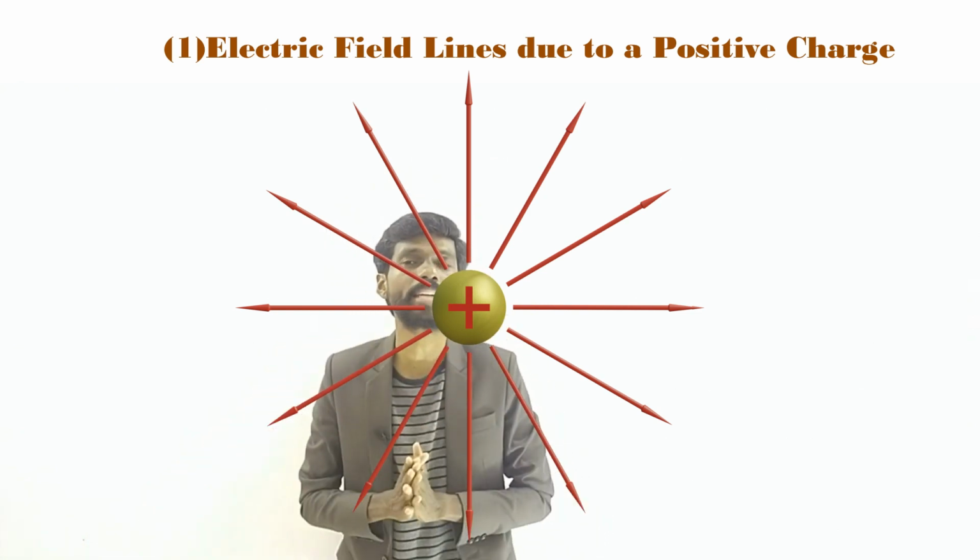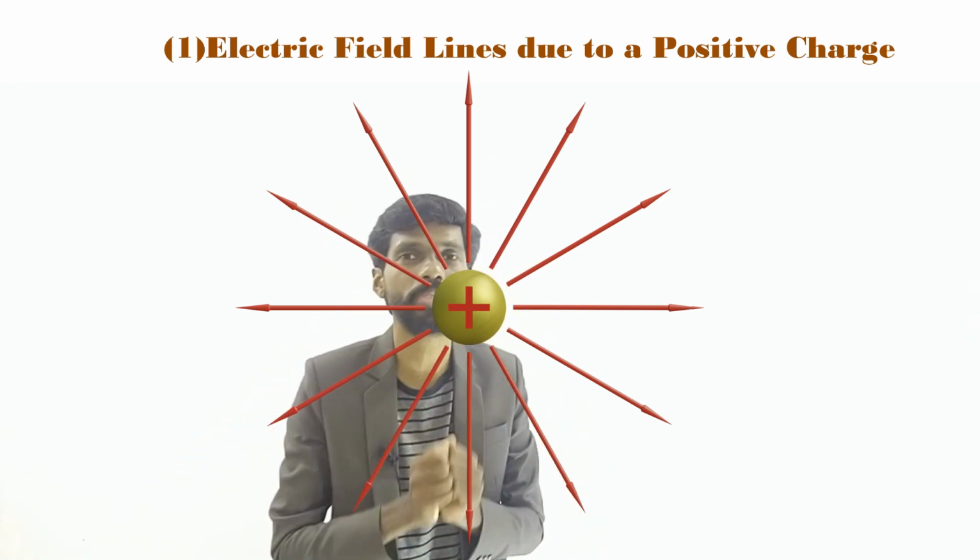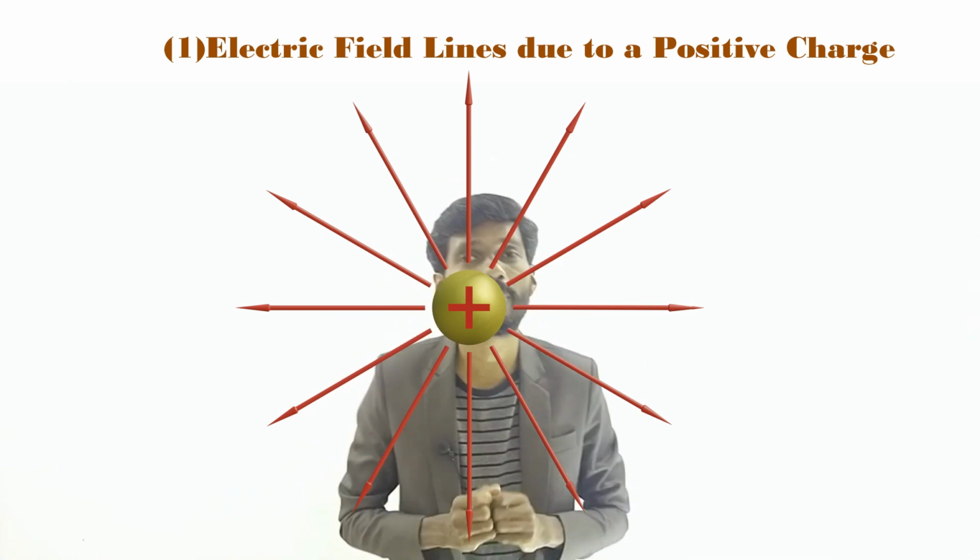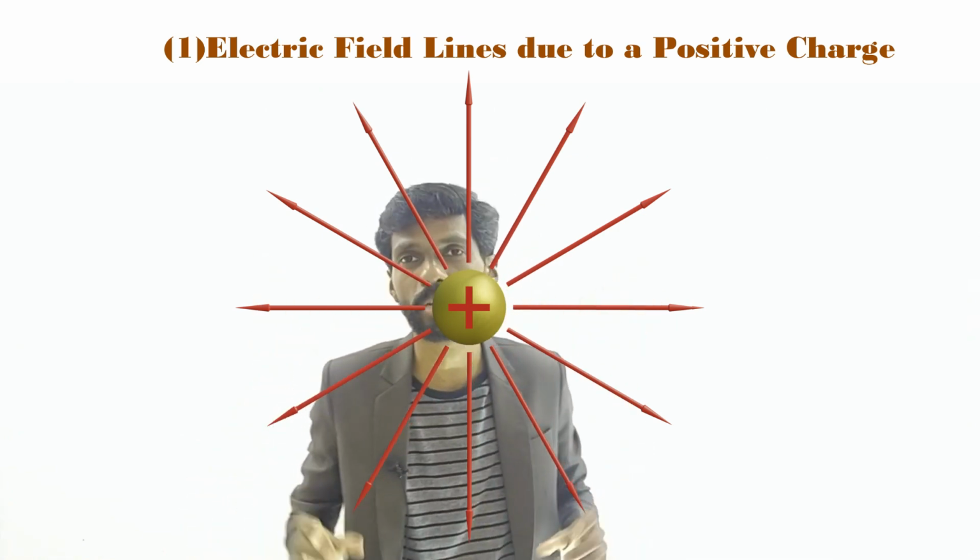So electric field lines due to a positively charged object. These electric field lines will be in the radially outward direction. Is that okay? Yes.